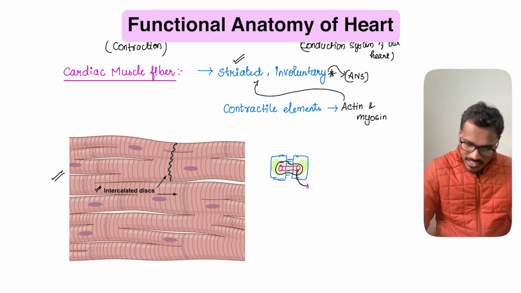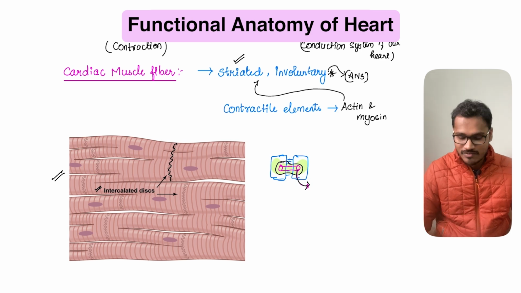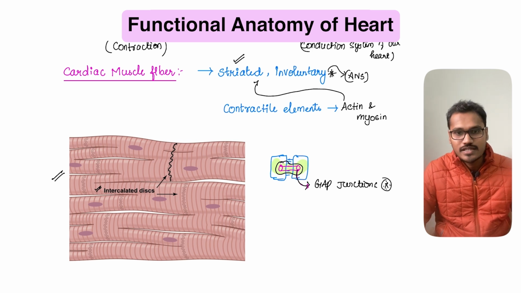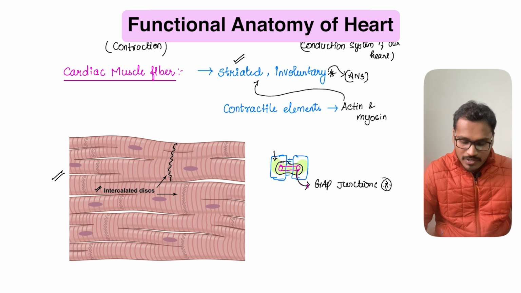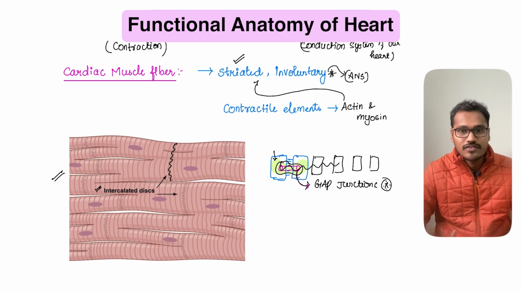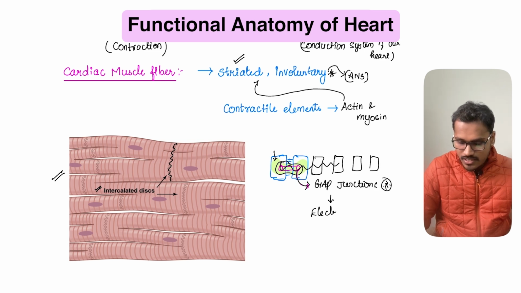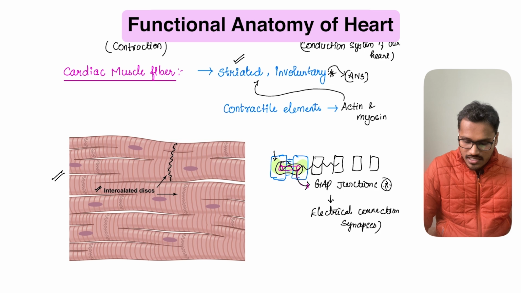So now let's break the silence: what is this junction which is connecting the cells? That is nothing but our gap junctions. Gap junctions are one of the greatest advantages for the heart, because if some information is happening in one cell, it will be immediately transmitted to the next cells, and the information can be conducted from one cell to another at a very fast rate. So these gap junctions form the electrical connections. They are also called electrical synapses, and they transmit impulses at a very rapid rate.